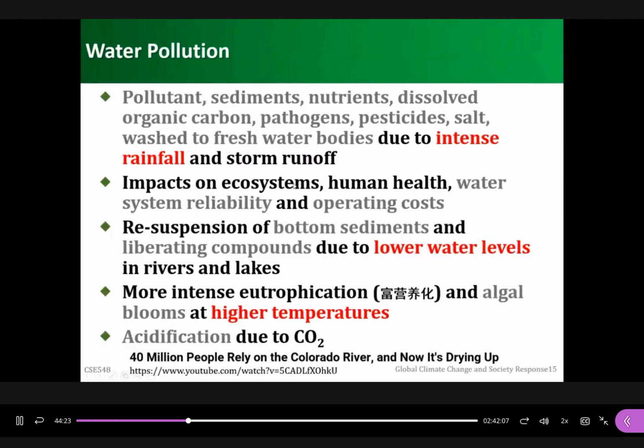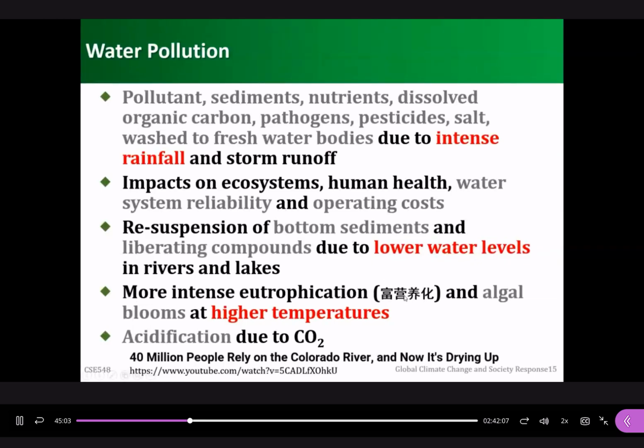You can see impacts on ecosystems, human health, water system reliability, operating costs, resuspension of the bottom sediments, and the liberating of compounds because of low water levels. Low water levels are caused by drought, because of exposure to the sunshine. So it means the top layer can be a dry layer, and then some compounds can be released.